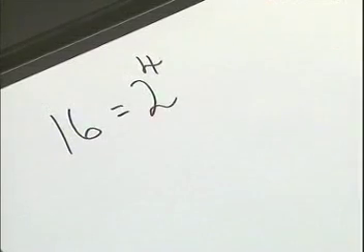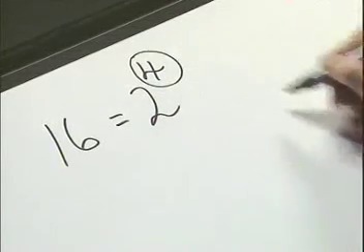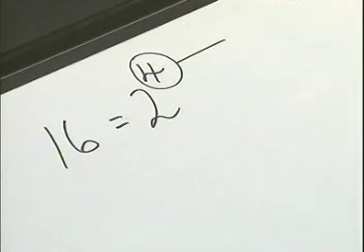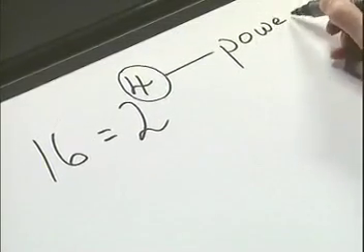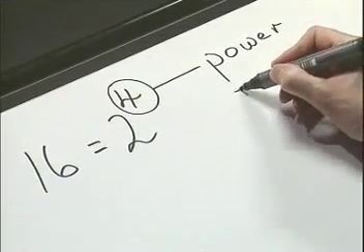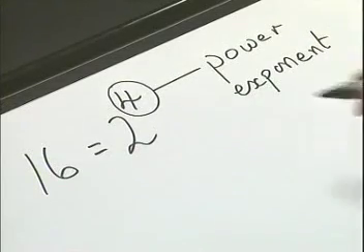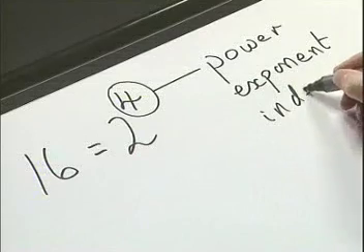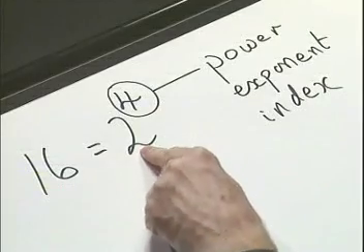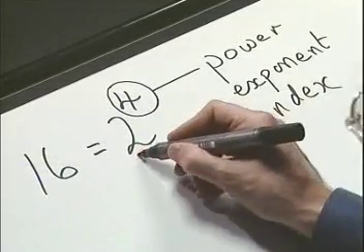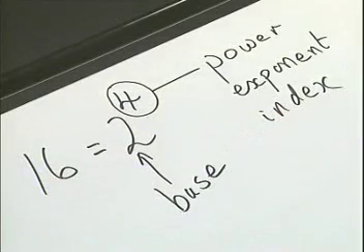Now, we need to give some names to some of these numbers. So this number here, 4, gets called a number of different things. I've just called it a power. Sometimes it gets called exponent, and sometimes index. So that's the 4. But what about this number? This number doesn't usually get a name, but it does have one. And it's referred to as the base.